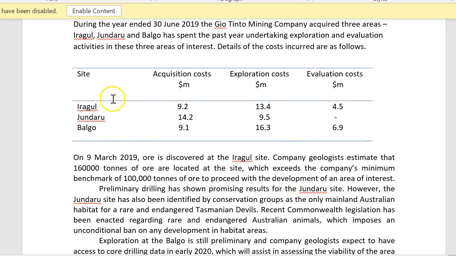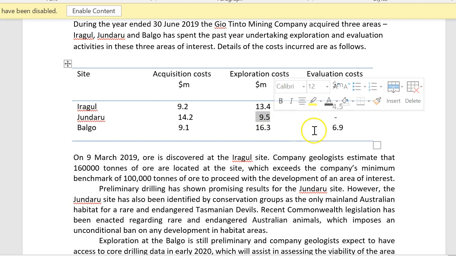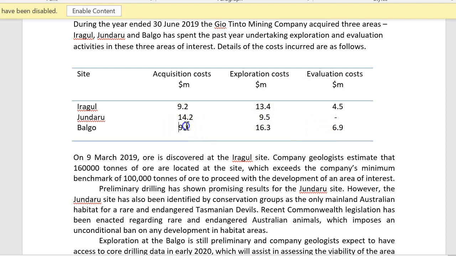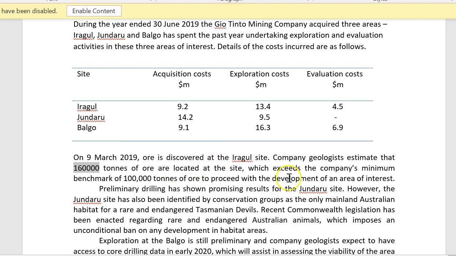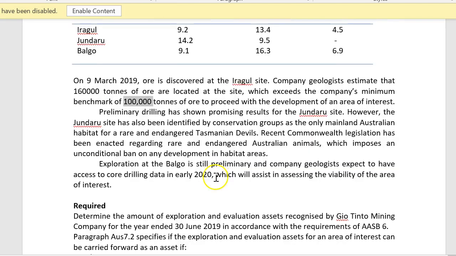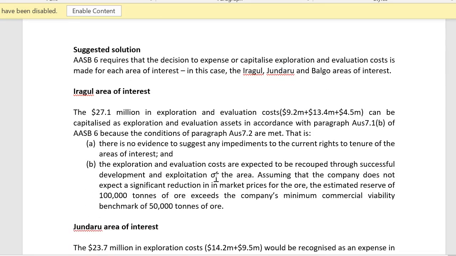So you're given 3 sites: Eragul, acquisition cost 9.2 million, exploration cost 13.4, evaluation cost 4.5 million. Jundaru, 4.2 million acquisition, exploration 9.5, evaluation none. Balgo, 9.1, 16.3, 6.9. Let's start with the Eragul site. The geologists estimate that 160,000 tons of iron ore are located at the site, which exceeds the company's minimum benchmark of 100,000 tons. So can we capitalize these costs?